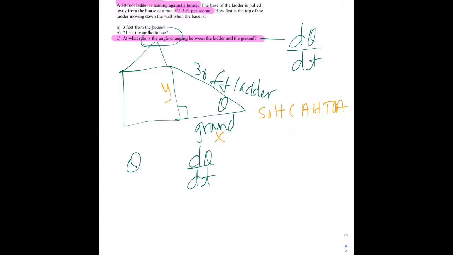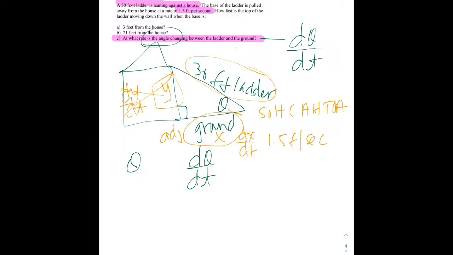Now, let's think about what we know. We know dx dt. We know that that is 1.5 feet per second. We do not know squat about dy dt. So I don't want to use anything about the vertical piece. Why don't we just stick with the ground and the 30 foot, because the ground would be adjacent to theta, 30 feet would be the hypotenuse, and so that's cosine.